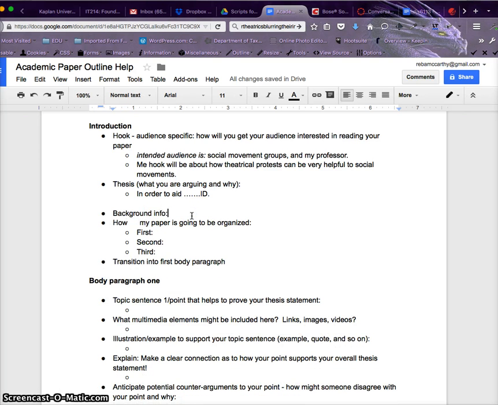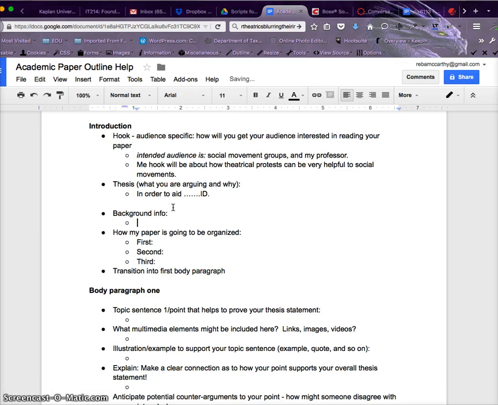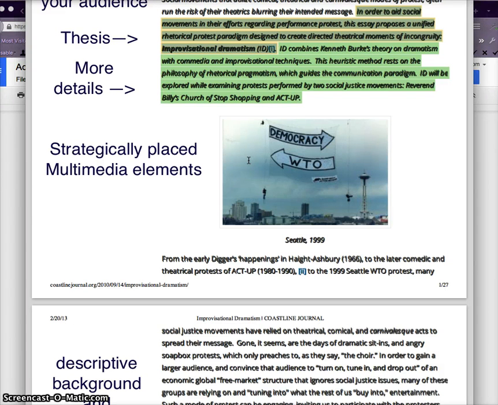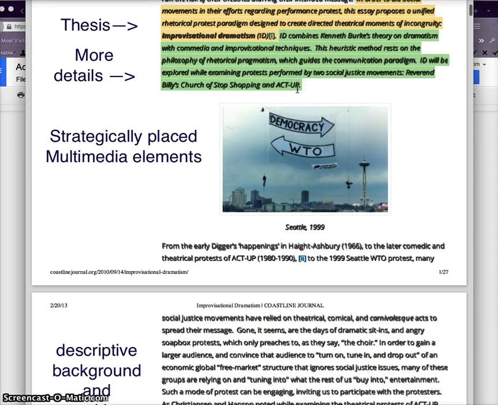Now I need to give background information, and background information basically is just that extra bits of information that your reader might need in order to understand what he or she is going to be introduced to. Let's go back to my paper here. My background information explains some information about what this is, improvisational dramatism, and it also starts to explain why we need it. And I look at a couple different groups. So let's look at this.